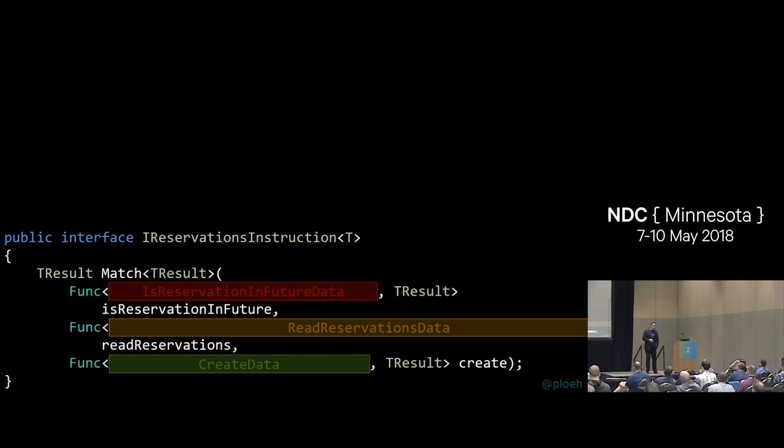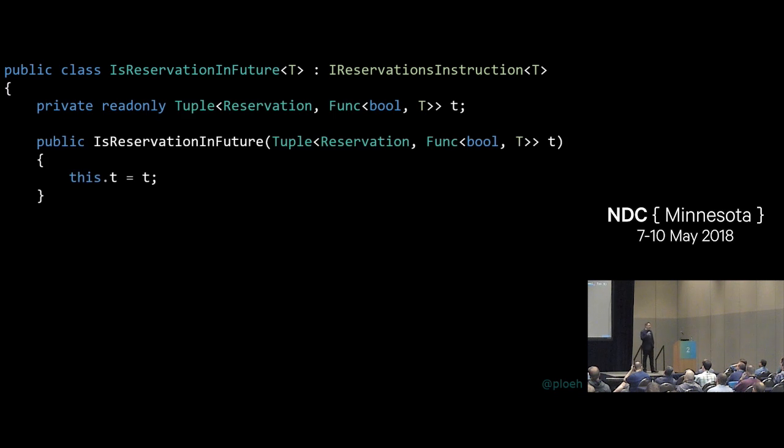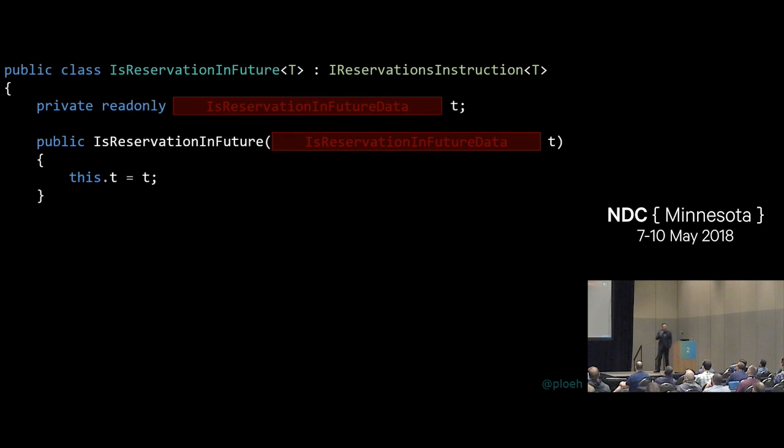So the next thing we need to do when we want to do Church encoding is that we have to create an implementation of this interface for each of the 3 cases. So we'll start with the first one and say, let's create a class called IsReservationInFuture. It has to implement the interface. Now, what it'll do is it'll take a tuple of Reservation and Func and bool, blah, blah, blah. Okay, that's the red one there. This is basically an adapter over the red data type.